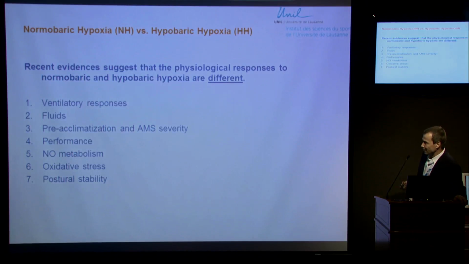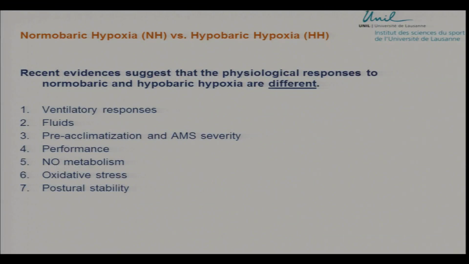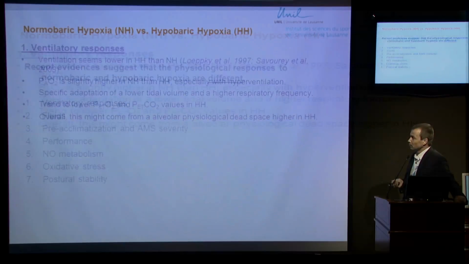So far, we found 7 topics where it has already been shown in the literature that HH and NH are different: ventilatory response, the fluids, pre-acclimatization and the severity and prevalence of acute mountain sickness, performance-related data, NO metabolism, oxidative stress, and postural control, the balance.